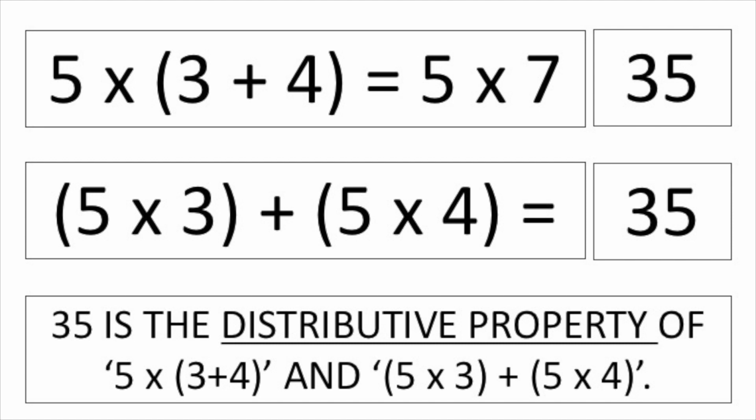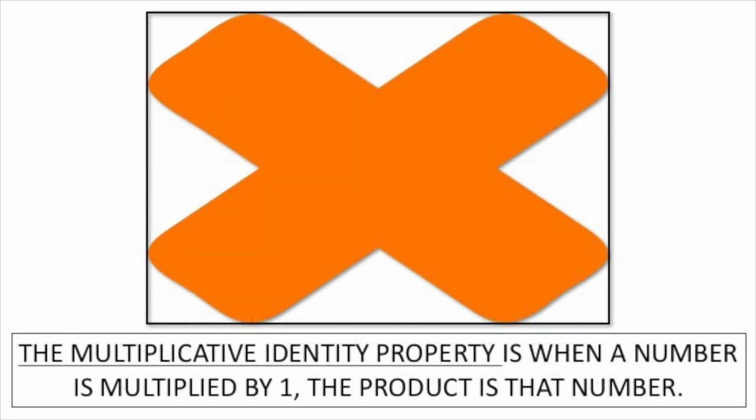And finally, our fourth property, and it's the most simple. Ready for this, guys? The multiplicative identity property is when a number is multiplied by 1. The product, or the answer, product is another word for answer, is that number. These are very simple. If we're multiplying by 1, the answer will always be the number.